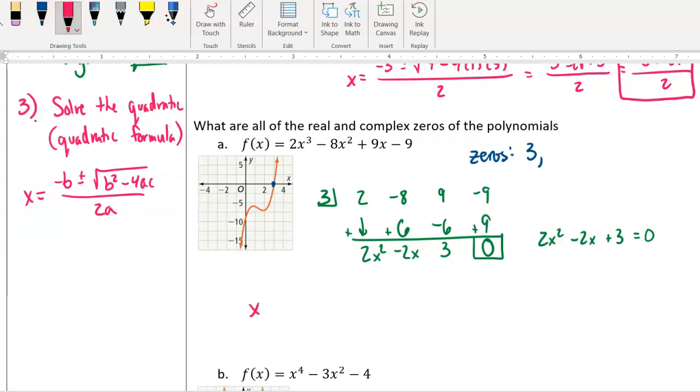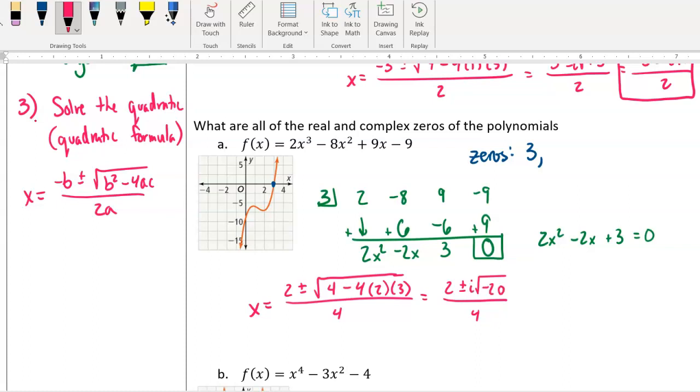So I would say x equals opposite of b. So b this time is a negative 2. So the opposite of negative 2 is a positive 2. Plus or minus the square root of b squared. So when you square negative 2, it becomes a positive 4. Minus 4 times a, which is 2, times c, which is 3. All of that divided by 2a. 2 times 2 is 4. All right, so now this time when we go to simplify and find the discriminant, we get negative 20.